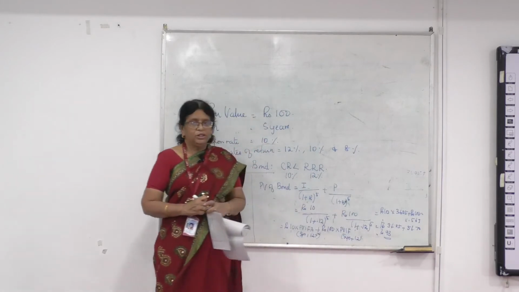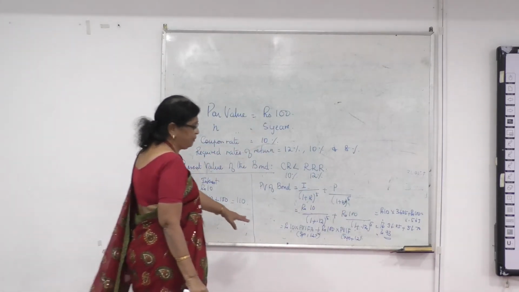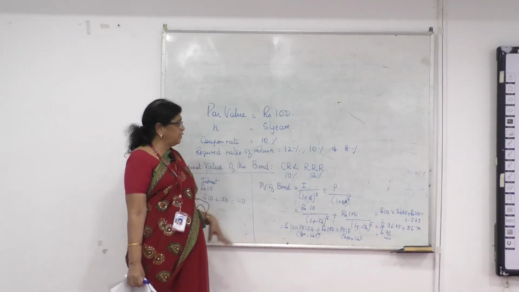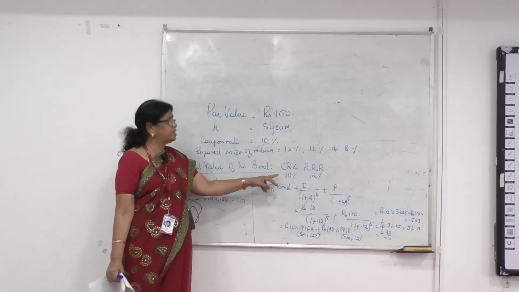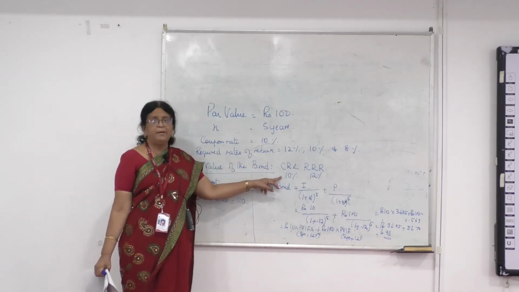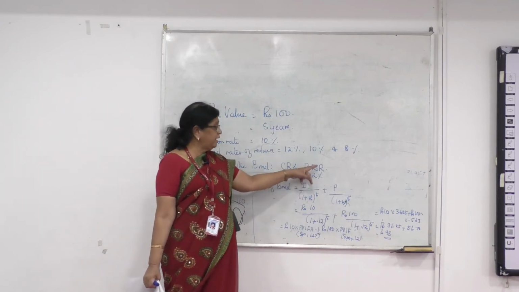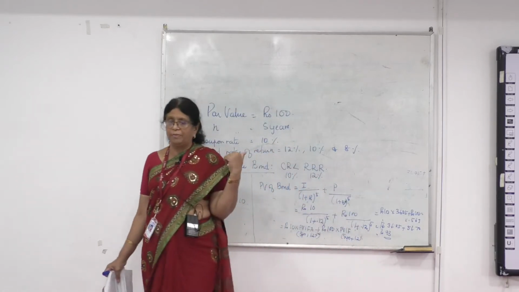Why is it so? The company wants me to pay 100 rupees, but I am not willing to pay 100 rupees because, to start with, I am making a sacrifice. What is the sacrifice? The return I expect is 12%, but the return which the company is paying me is only 10%. Hence, to compensate the sacrifice that I am making, I will be willing to pay a lesser amount towards the procurement of this bond.